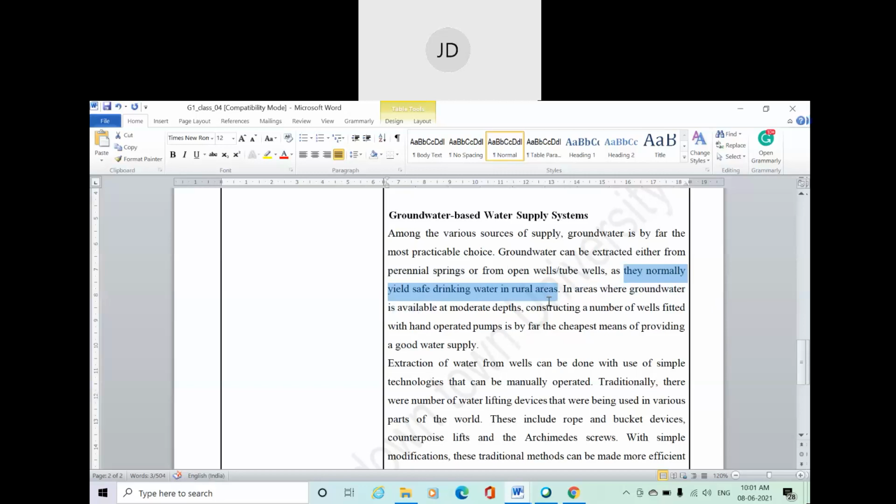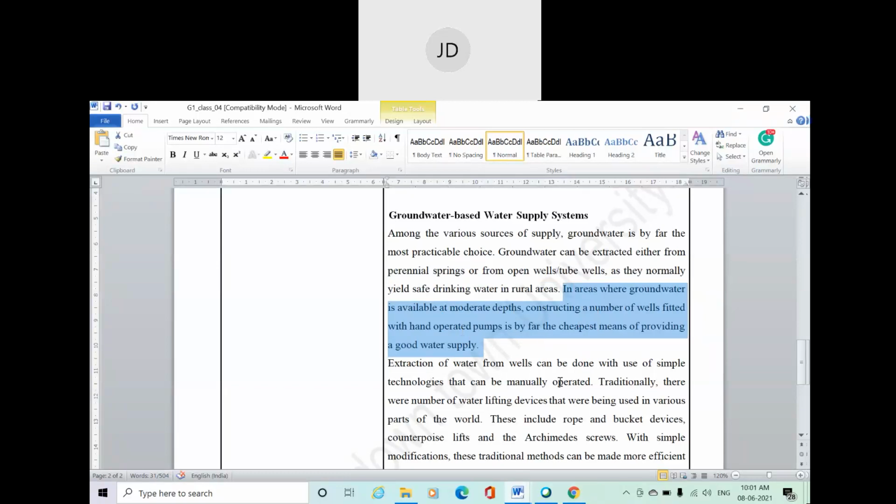You also know that groundwater is comparatively safer than surface water, right? In areas where groundwater is available at moderate depth, constructing a number of wells fitted with hand-operated pumps is by far the cheapest means of providing a good water supply. Even the government is constructing hand pump water supply systems in rural areas, because construction is very cheap. Where surface water is not available, you can go for groundwater.